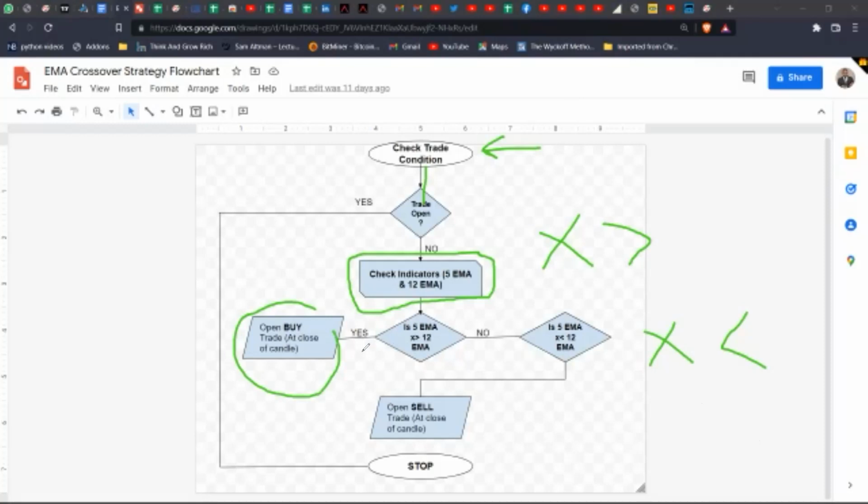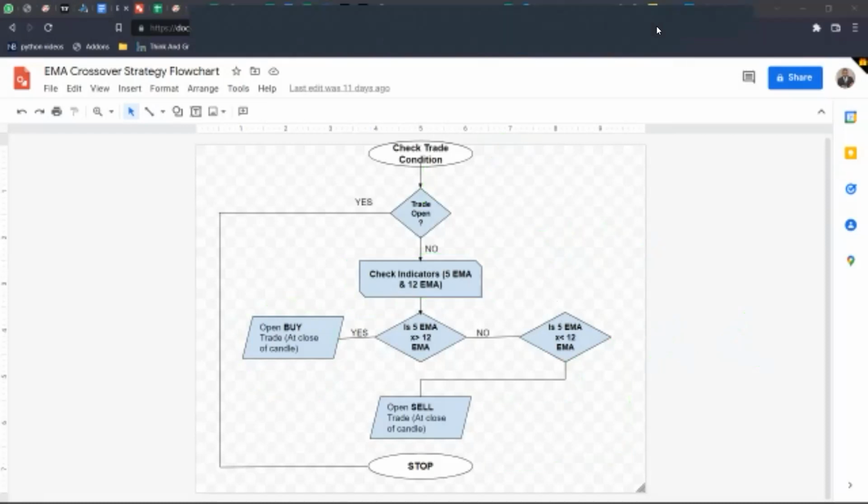It will check if that's not valid. That is, if the answer is not yes, that means the answer is no. It will look to see, okay, is the 5-period crossing below the 12? If the answer is yes, then it will open a sell. Or if the answer is no, then it will do nothing. So it will check the condition for buys. If it is met, it will open a buy. Else, it will check the condition for sells, and if it is met, it will open a sell, else it does nothing. Now, we have clearly defined what we're trying to do.